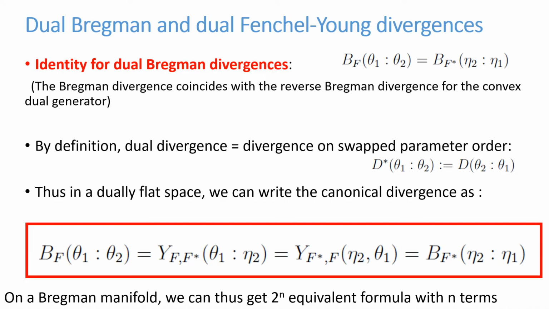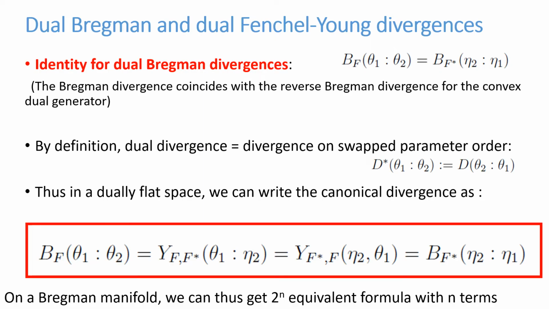In general, a formula with n terms in a dually flat space can be expressed equivalently in 2 to the n ways, by considering each term either expressed in the primal or its equivalent dual parameterization.